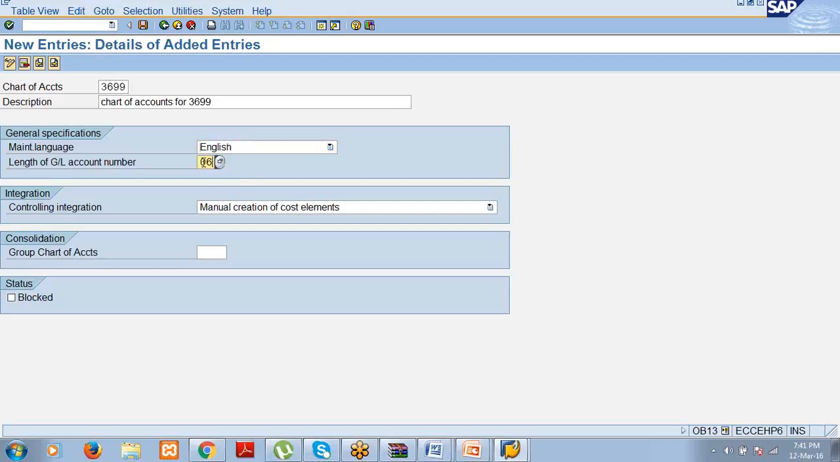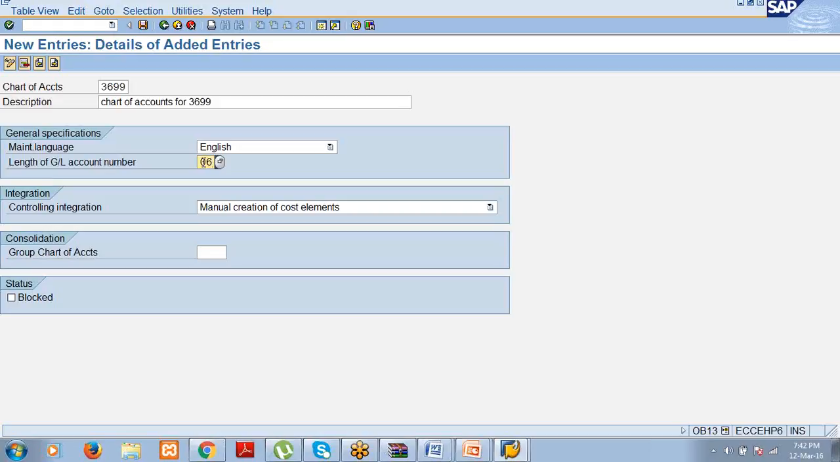Length of GL account number is 06. Within brackets, the maximum length of GL account number is 10 digits.